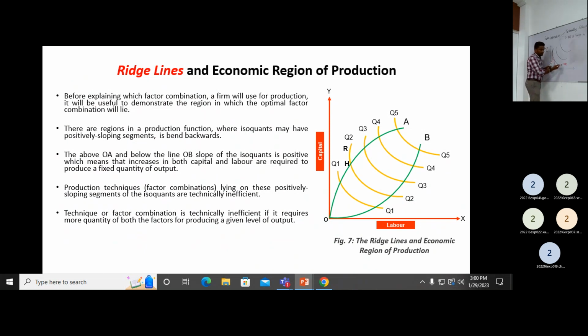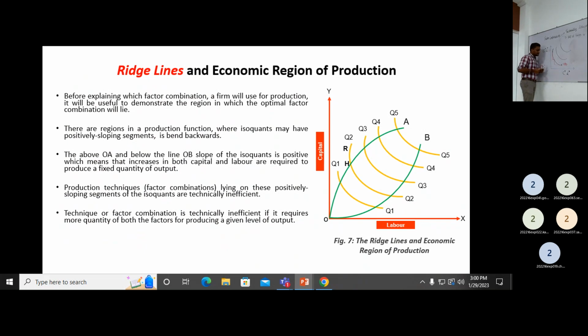When it comes to this point also, same. You need to increase your capital as well as you need to increase your labor to bring the output up to this level, which is more costly. Now, why does it happen in that way? Is this okay? Right, clear? Up to now, are you okay? Right, fine.